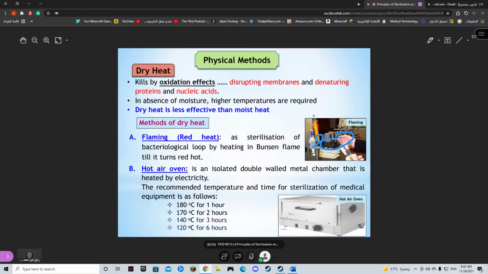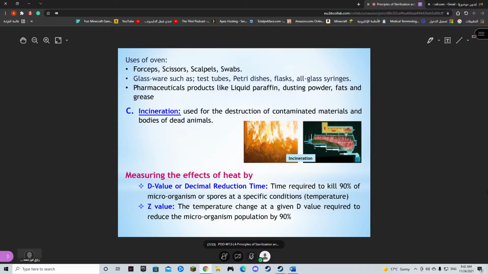See, 180, 170, 140, 120. If you reduce the temperature by 10 degrees Celsius, you have to double the time. Ten degrees, double the time. So this is how you use the oven.